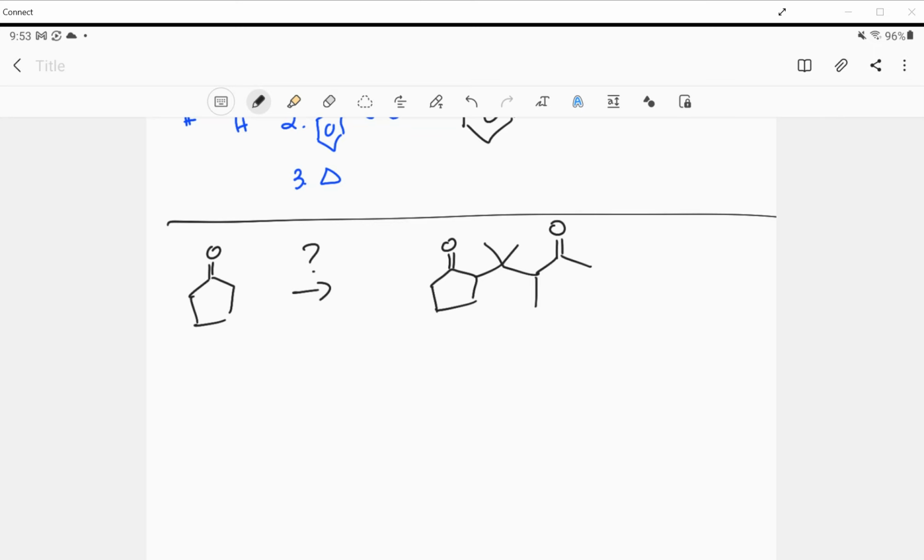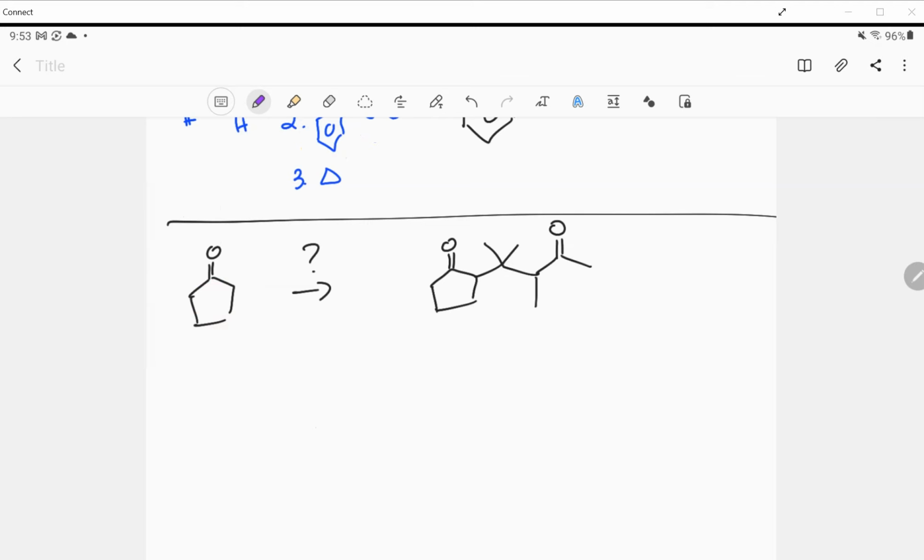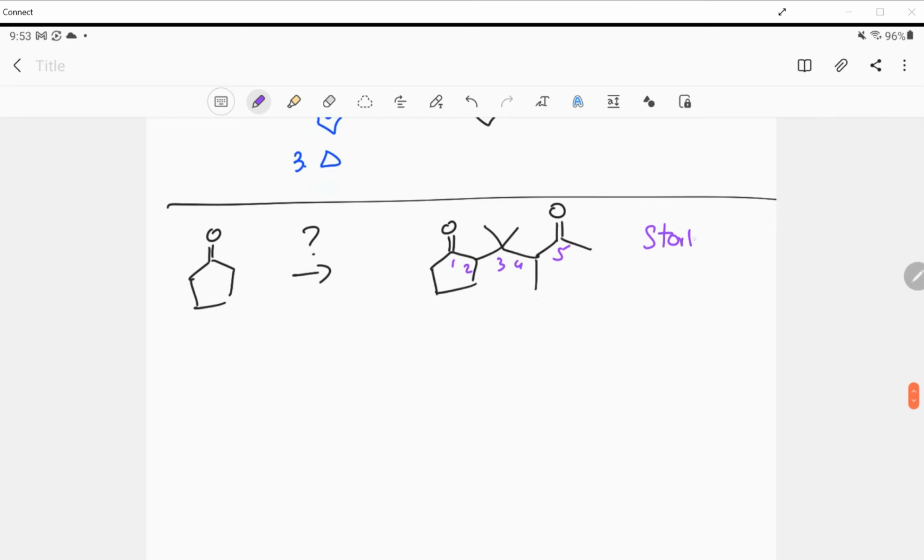Is it an ester? Is it a Stork? Not quite. I'll go with Narek's answer. And how did you know it was a Stork? 1-5. Yeah, it's 1-5, right? So the ester ones usually give you 1-3. So 1-5 is characteristic of a Stork. So we have a carbonyl on position 1, a carbonyl on position 5. This is a Stork enamine synthesis.